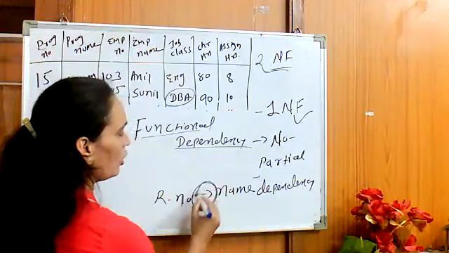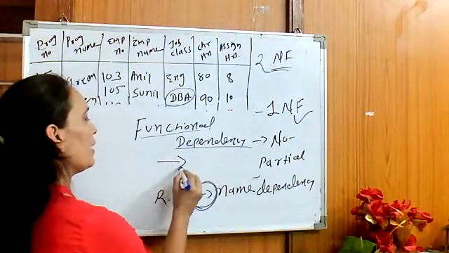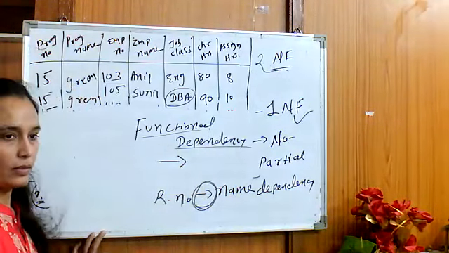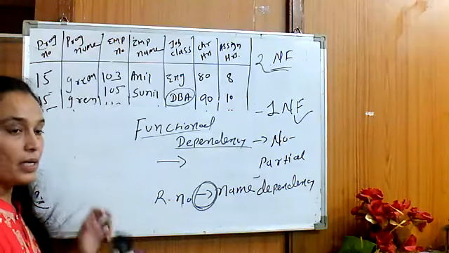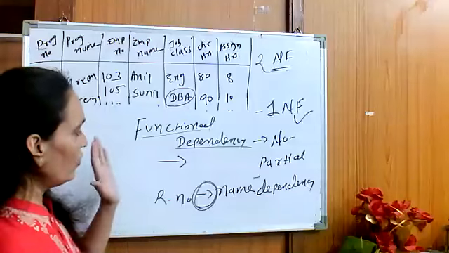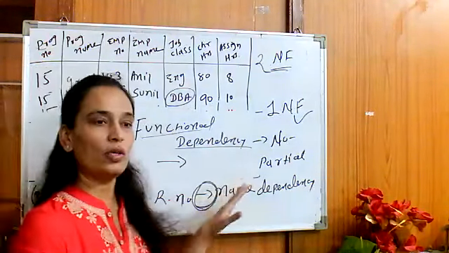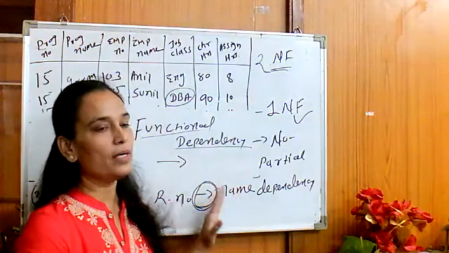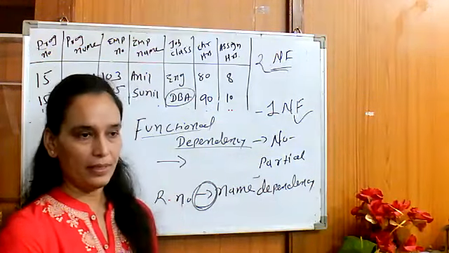This is the symbol of functional dependency. Okay. So now we understood what is functional dependency. Functional dependency means when in our table one attribute is dependent on another attribute, it is called functional dependency. Okay. Now what is partial dependency?